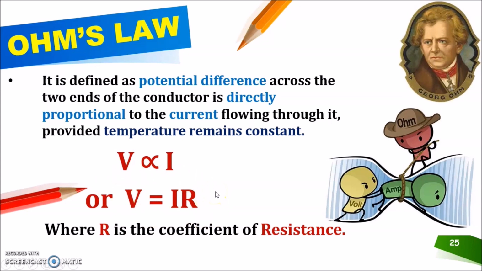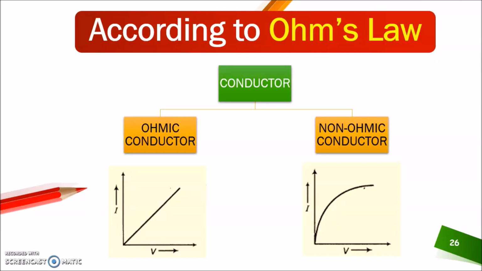Is it clear? So we have two types of conductors according to Ohm's law: ohmic conductor and non-ohmic conductor. Ohmic conductors are those conductors which obey Ohm's law. These values are constant, so the graph will be a straight, inclined line. And non-ohmic conductors are those conductors which do not follow Ohm's law. So the graph will be anything except this. So I hope you understood these small concepts of electricity.